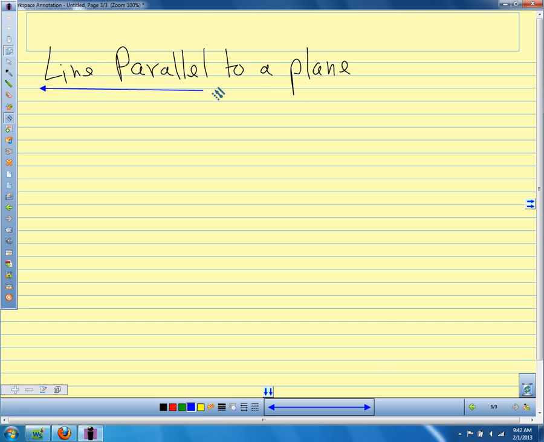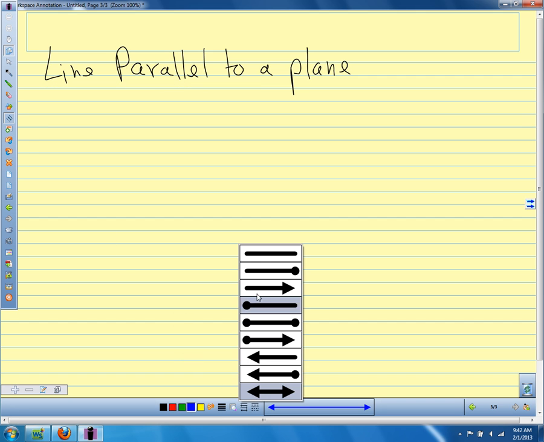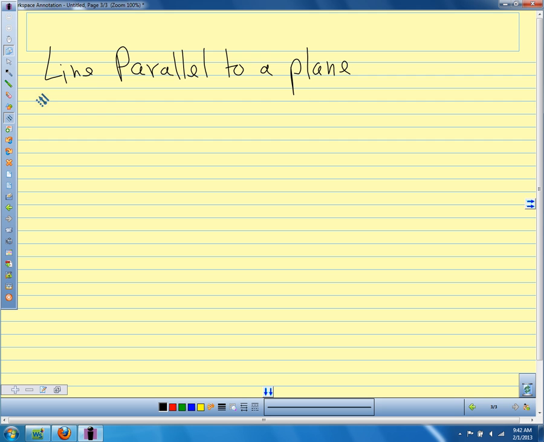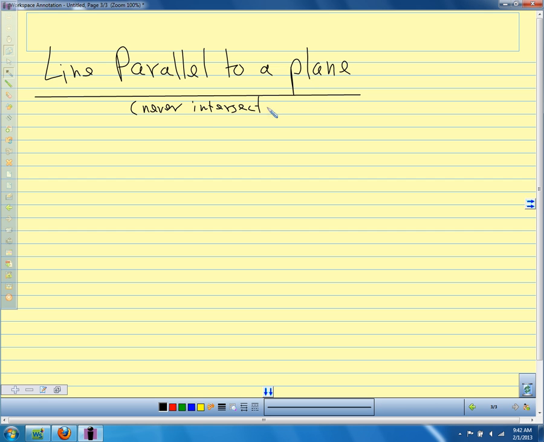So we were just talking about things that were parallel. What are we going to guess needs to be true about this line and this plane for the line and the plane to be parallel? They don't intersect. So in parentheses I'm going to say never intersect. Well, we want to be able to guarantee that our line never intersects our plane.